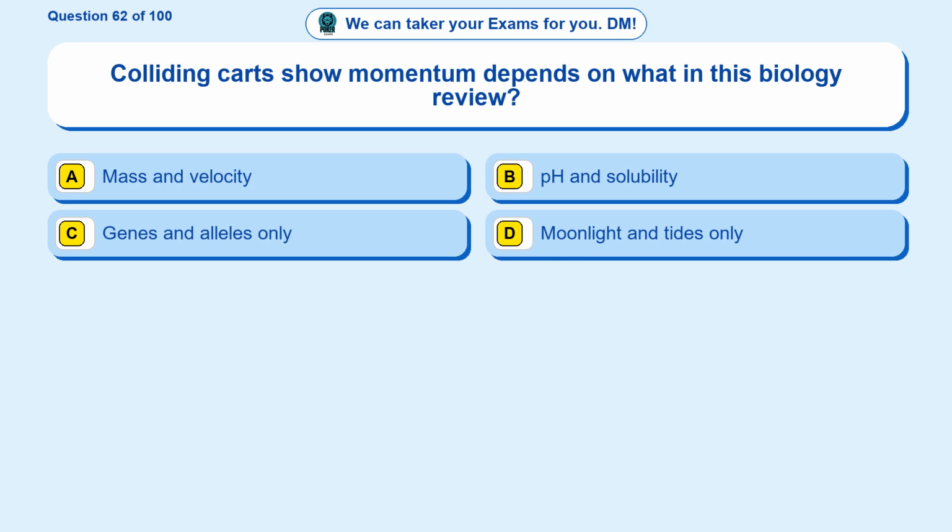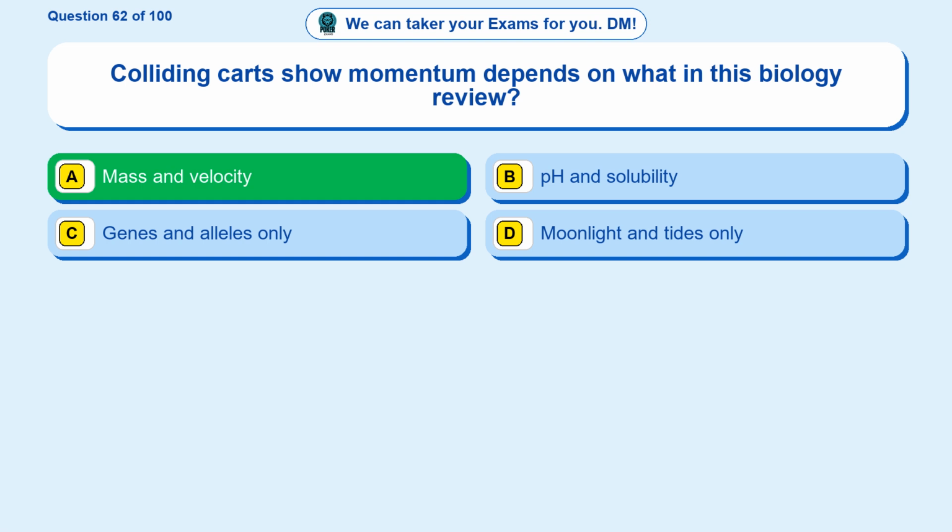Question 62. Colliding carts show momentum depends on what in this biology review? Option A, mass and velocity. Option B, pH and solubility. Option C, genes and alleles only. Option D, moonlight and tides only. The correct answer is option A.